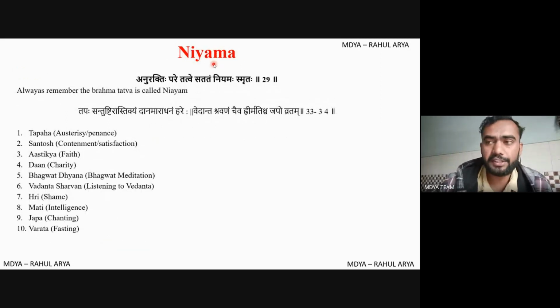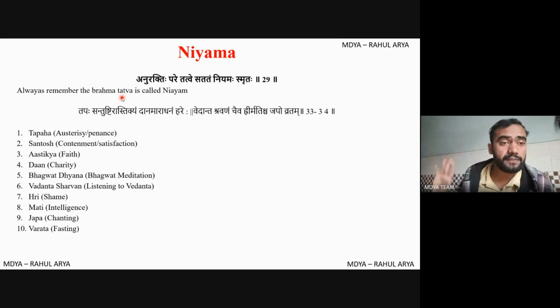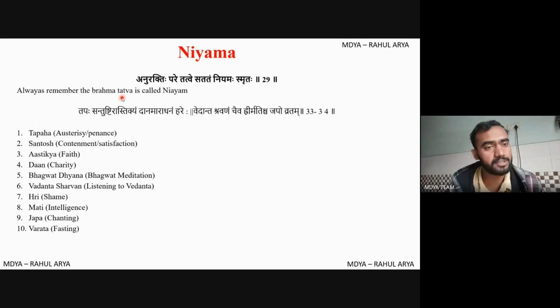Next is about the Niyama. What is Niyama? Always remember the Brahma Tattva. That is the Niyama. Completely different definitions you will get in the Trisikhi Brahmana Upanishad, about the asanas, about the pranayam, about the pratyahara. Remember the Brahma Tattva. It means you are following the Niyama.